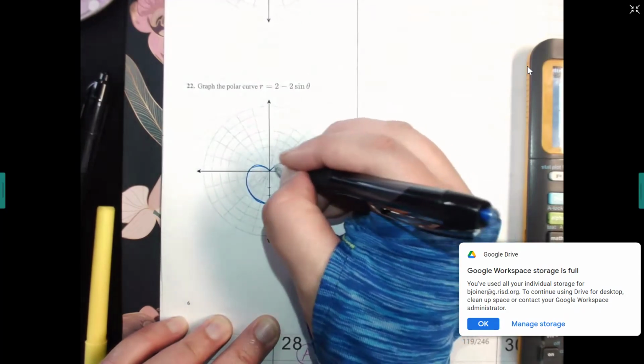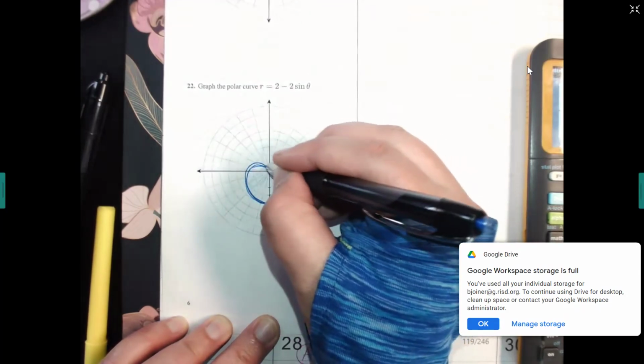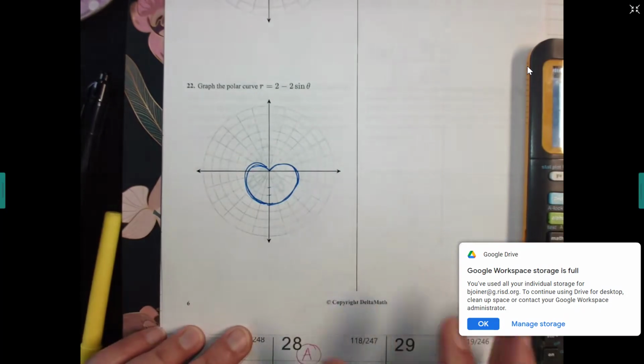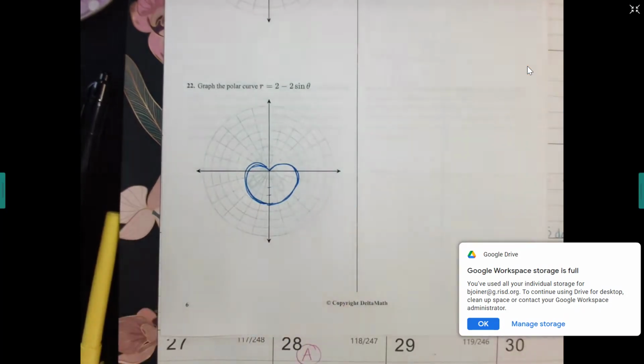Okay, the last thing that I do want to say is that remember, if it doesn't look like a perfect circle on here, but it does look like a perfect circle on Delta Math, that's okay. Remember that your calculator is not a perfect square screen, so it may look a little more ovally on here than it actually looks on Delta Math.